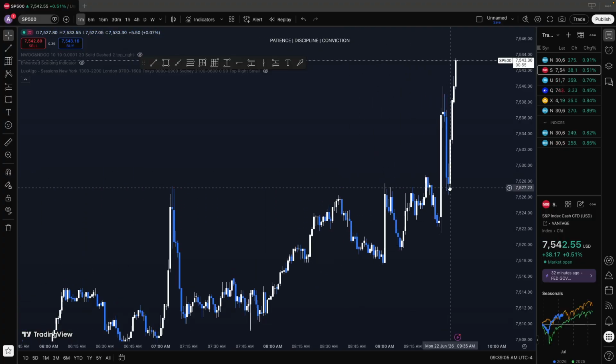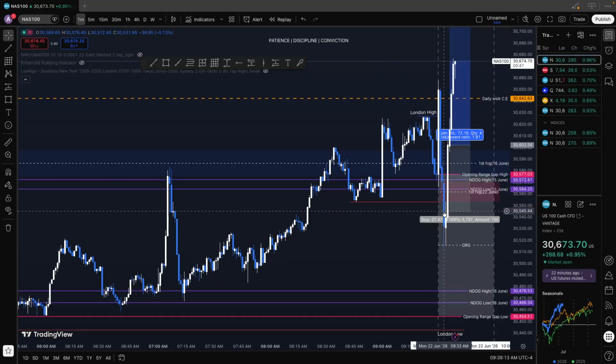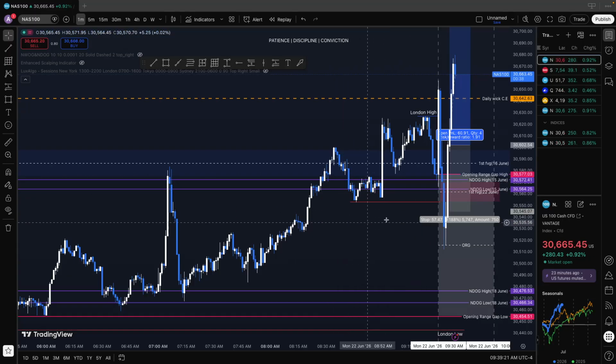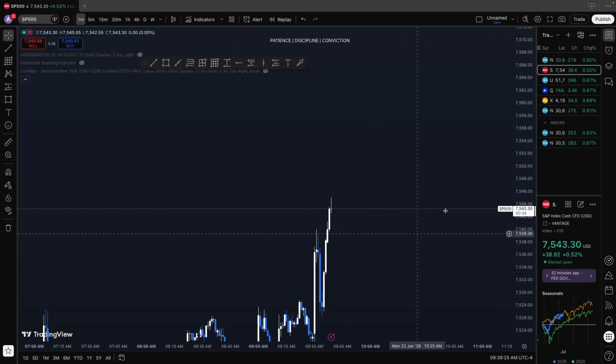Ooh, and we got an SMT divergence. You guys see that? This and this, these two SMT divergence. But the same thing with this low. See that? It's still intact here.